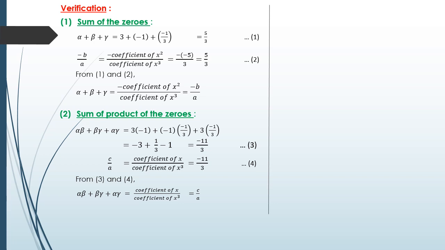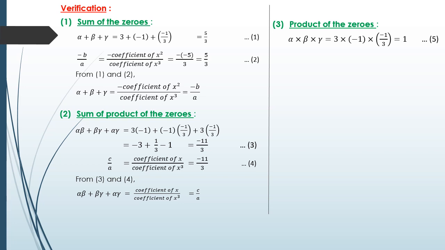So next part, let us start with the third relation, that is the product of the zeros, that is alpha into beta into gamma. So that is nothing but 3 into minus 1 into minus 1 upon 3. So doing this calculation, 3 will get cancelled. Minus 1 into minus 1 is plus 1. So let us call this equation number 5.